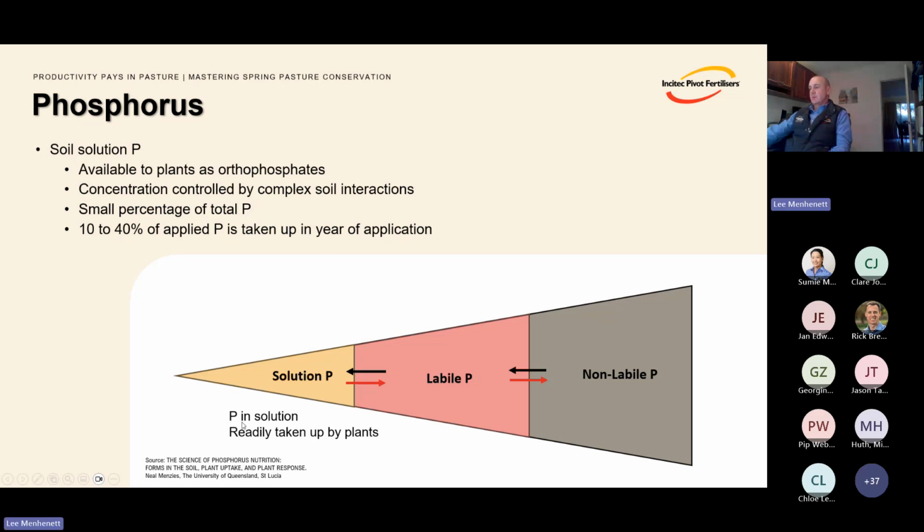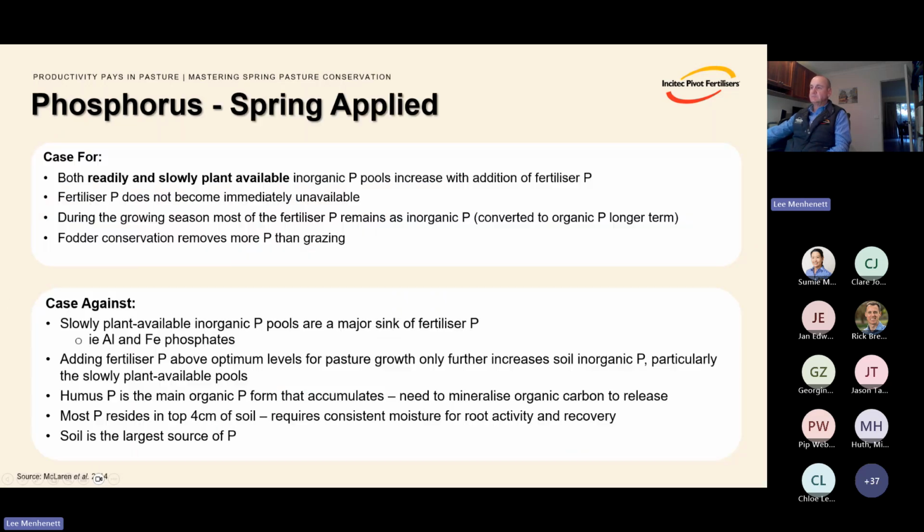But I suppose the point around phosphorus in any pasture system is that only 10 to up to 40% of the applied P in the year of application is taken up by that pasture. So most of the phosphorus that is applied to plants actually comes from the soil, from these interactions and from this soil solution. It's really important to keep P topped up so that it moves into these different fractions and gets supplied back into the soil. But most of the P that is actually taken up by the plant in any one year is taken up through the soil supply rather than from the fertiliser supply.